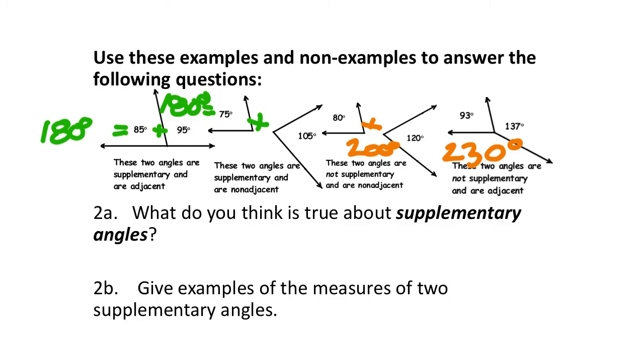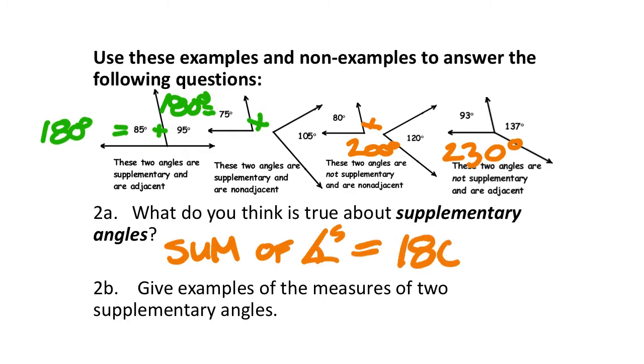They have to add up to 180 degrees, which means the sum of the angles has to equal 180 degrees. Okay? And again, we're just looking at two angles for now. However, in the future, we may see more than two angles at a time. And if they add up to 180 degrees, it is considered supplementary.